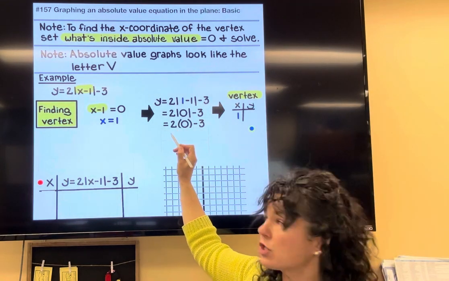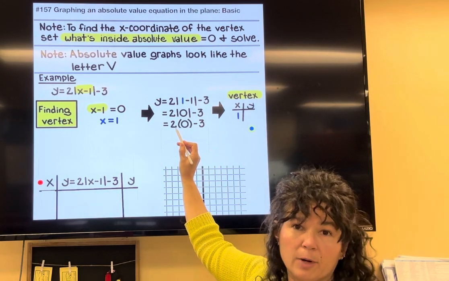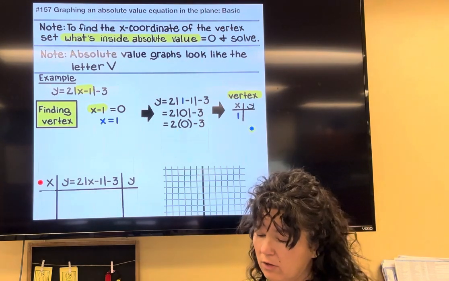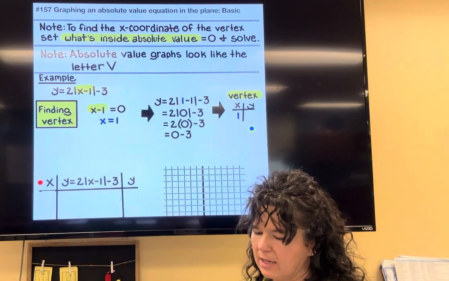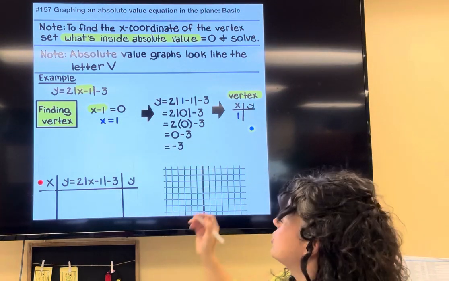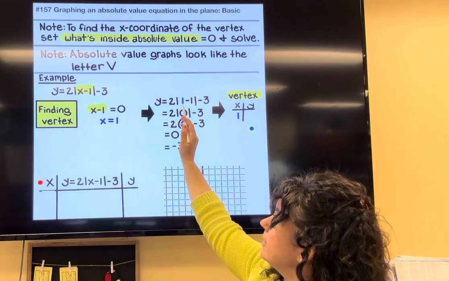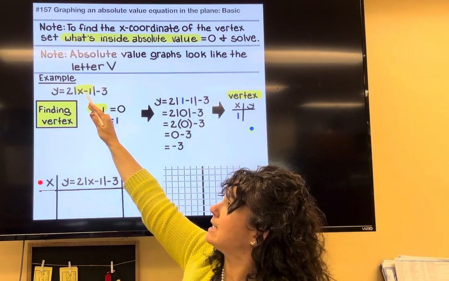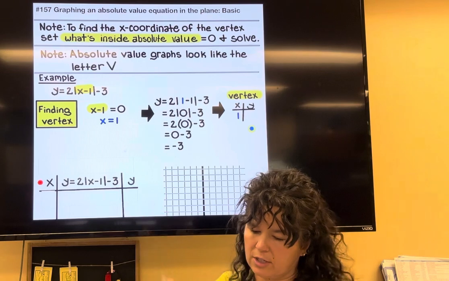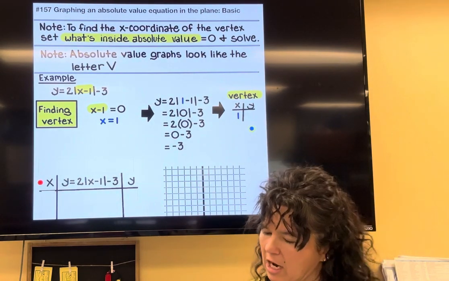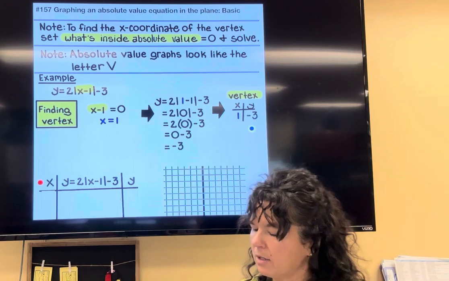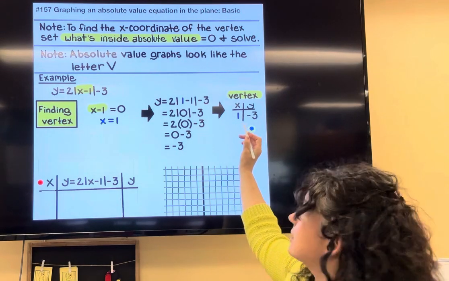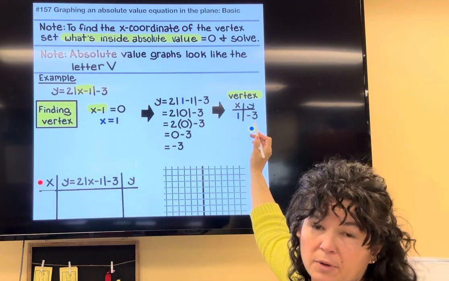Now I'm going to finish simplifying, following order of operations. 2 multiplied by 0 is 0, and 0 minus 3 is negative 3. So when I've substituted 1, which came from setting what's inside the absolute value equal to 0, into my equation, I got out negative 3. So I found my vertex, which is at 1 comma negative 3.